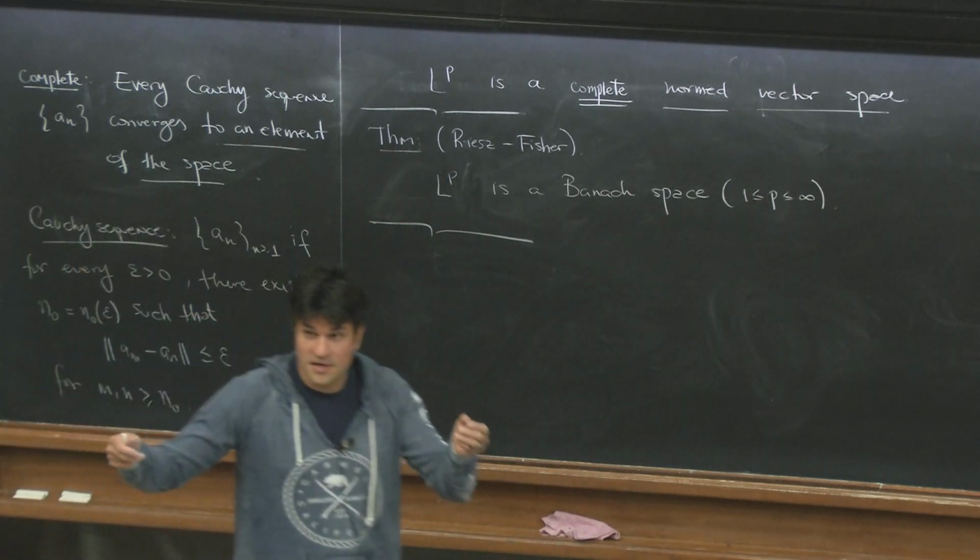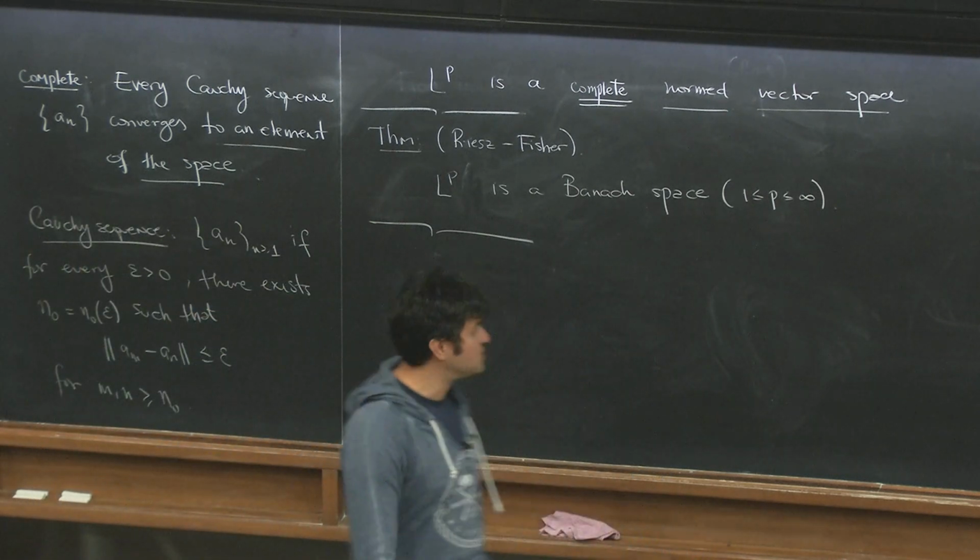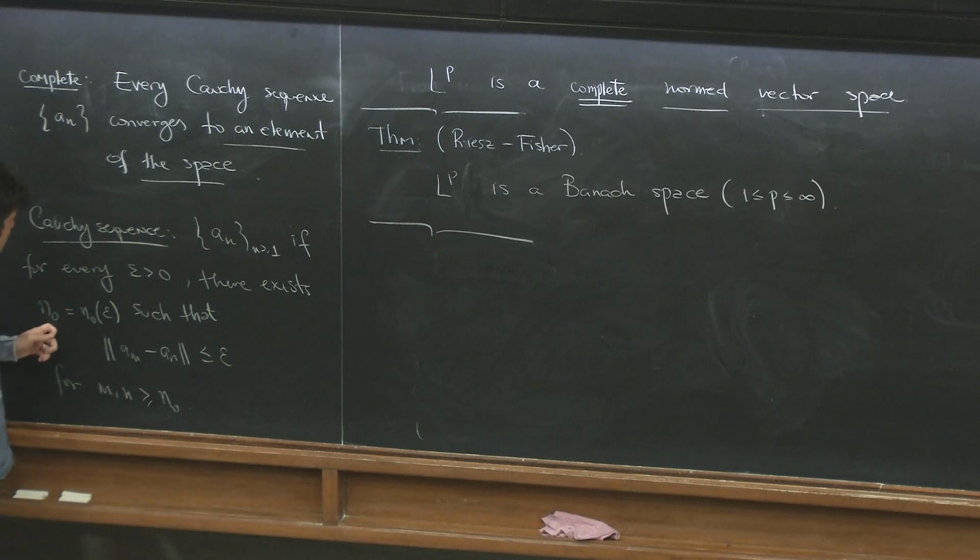The sequence is such that if I give you an epsilon, there exists an index n0 such that when your indices m and n are bigger than this n0, the elements a_m and a_n are very close. Our distance is less than or equal to epsilon. So you see that the sequence somehow wants to converge. Now it's just a matter of proving that it converges to somebody which is in the space.